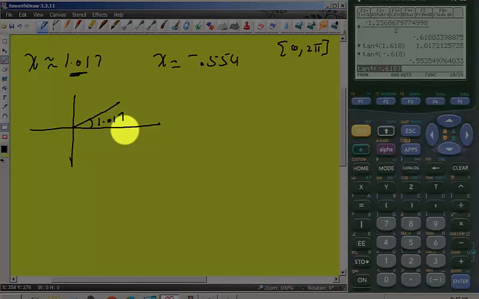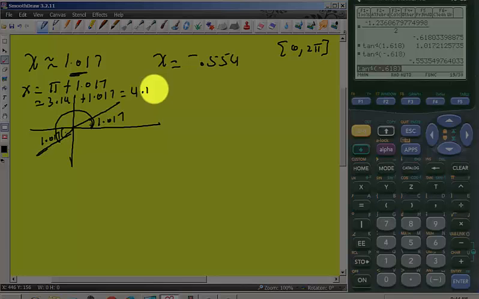There's one more place where tangent is positive. Tangent is positive down here in the third quadrant where both sine and cosine are negative. So this angle, because if you remember from geometry, these are vertex angles, is 1.017 also. But you can't write 1.017. You have to go all the way around here. That's pi plus 1.017. So your x is equal to pi plus 1.017, which is really 3.14 plus 1.017, which is really 4.157. So I have two answers so far.